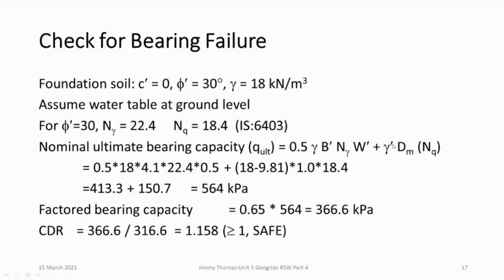Since the water table is at ground level, we have to take the submerged unit weight. So 18 minus 9.81, into 1, which is the depth of embedment, into Nq, which is 18.4. Here we are actually calculating the gross bearing capacity. So we get 564 kPa.